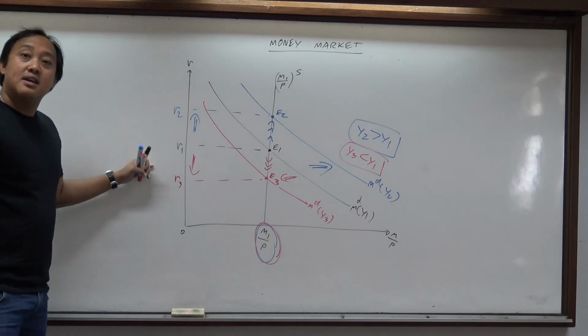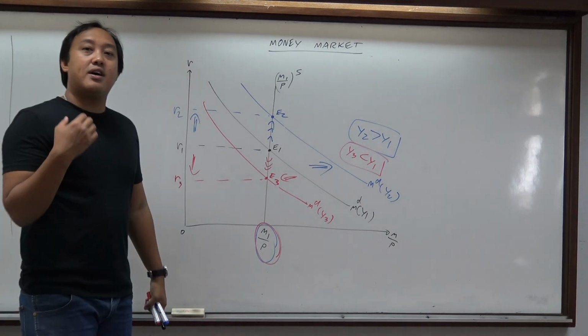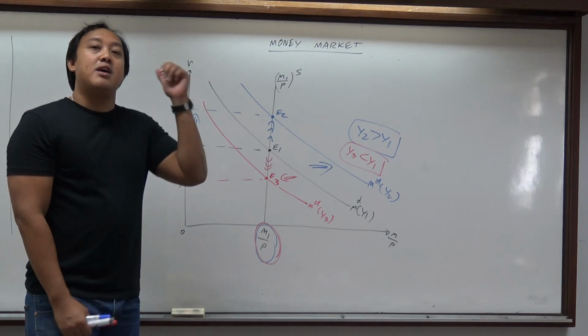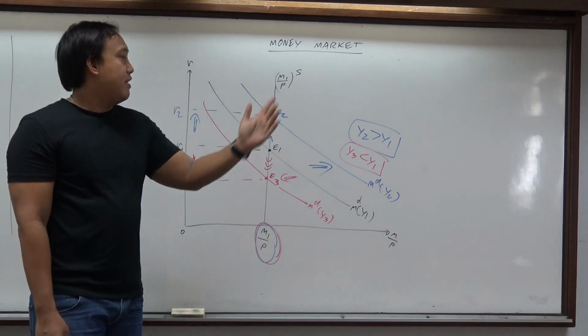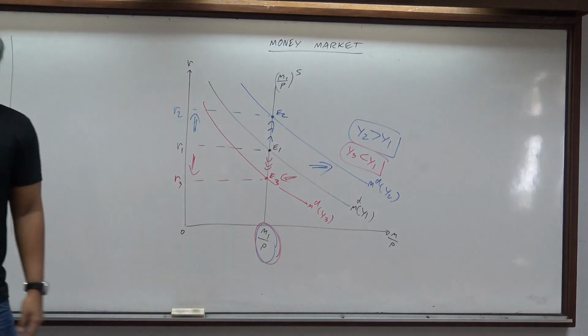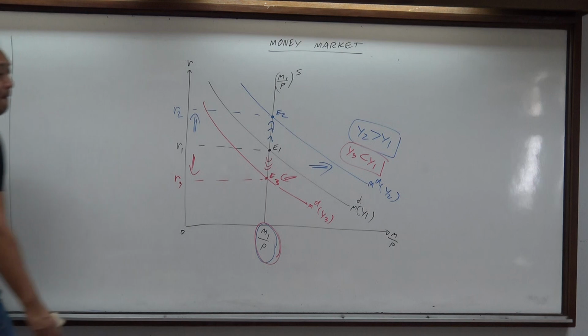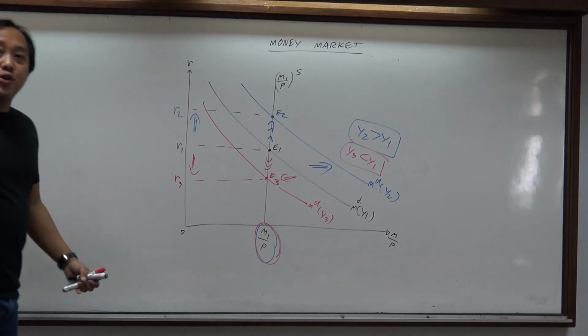Okay, like this. This is how the equilibrium point in the money market changes because of changes in money supply and changes in money demand. So far so good? Okay.